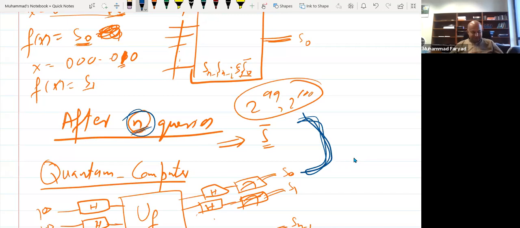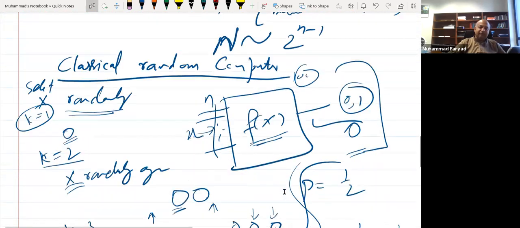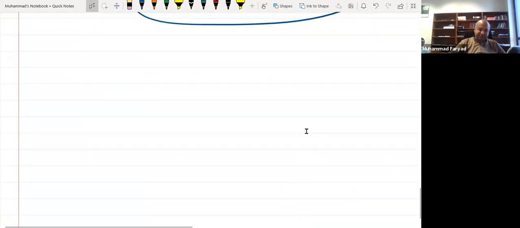Okay. Is everybody okay? Why are we studying the Bernstein-Vazirani problem even after establishing the Deutsch-Jozsa algorithm, that we can get a quantum speed up?